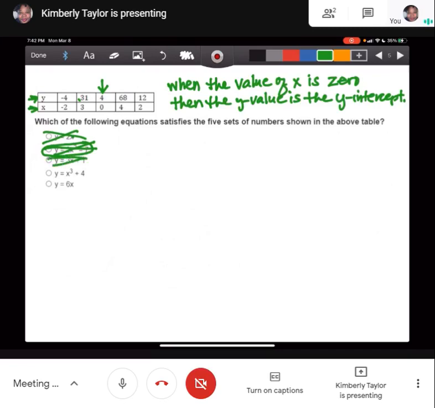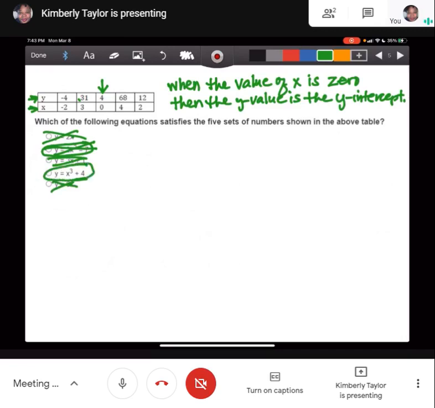Now this one has a plus 4. That's a good indication that this might be the right answer. But let's look at the last answer choice. If I put 3 into 6, 3 times 6 is going to give me 18. I'm supposed to get 31. So this is not a good choice. So it's going to be this one.